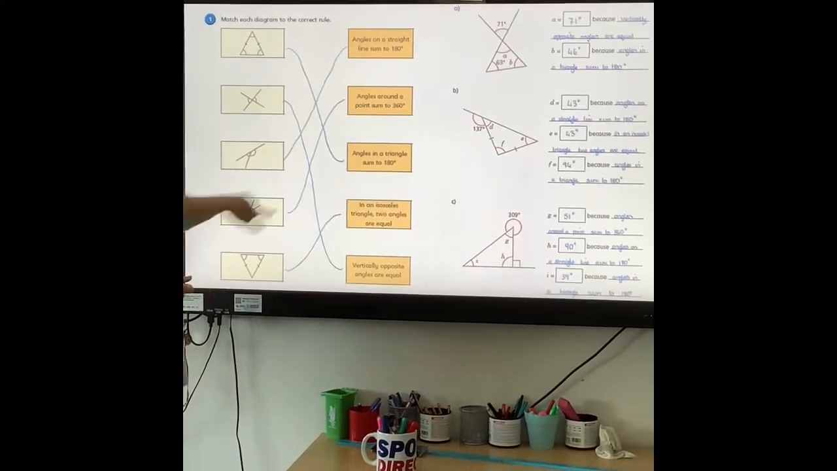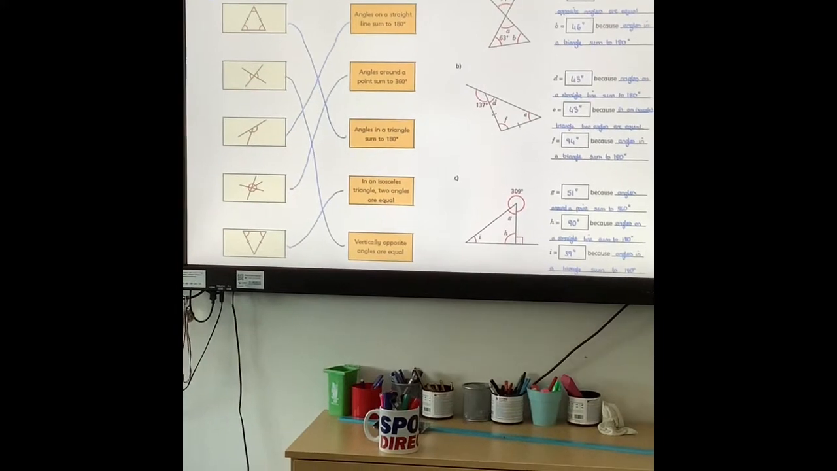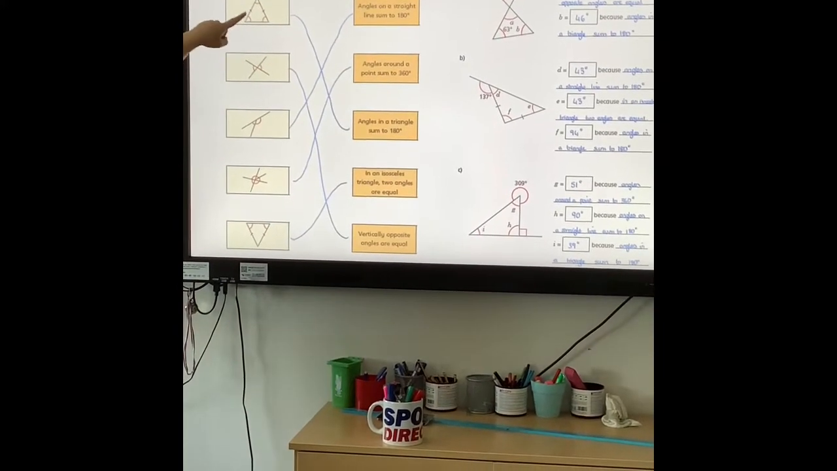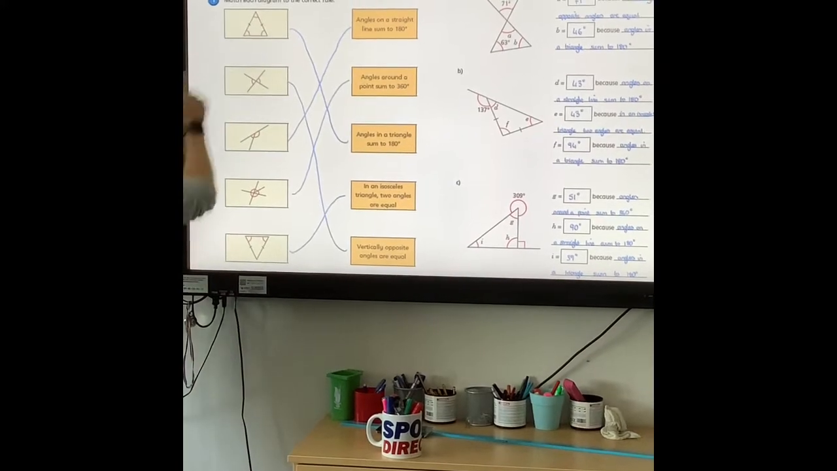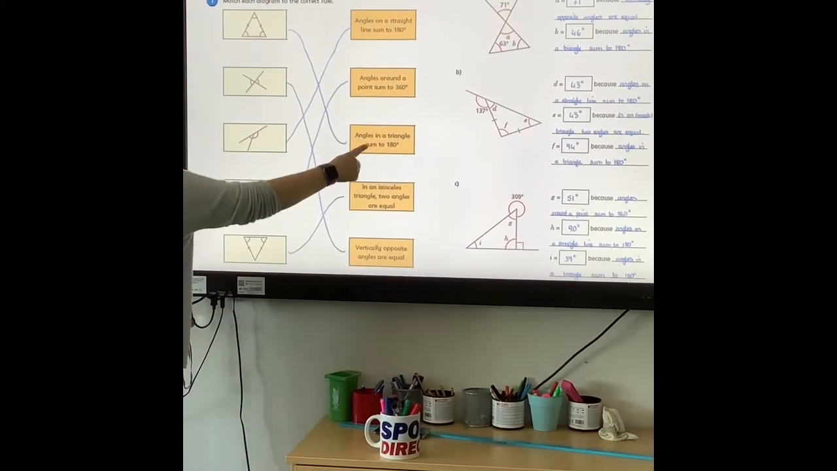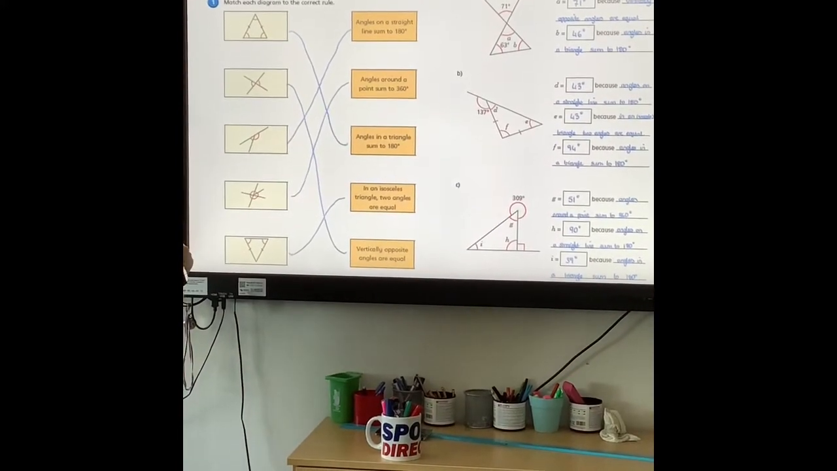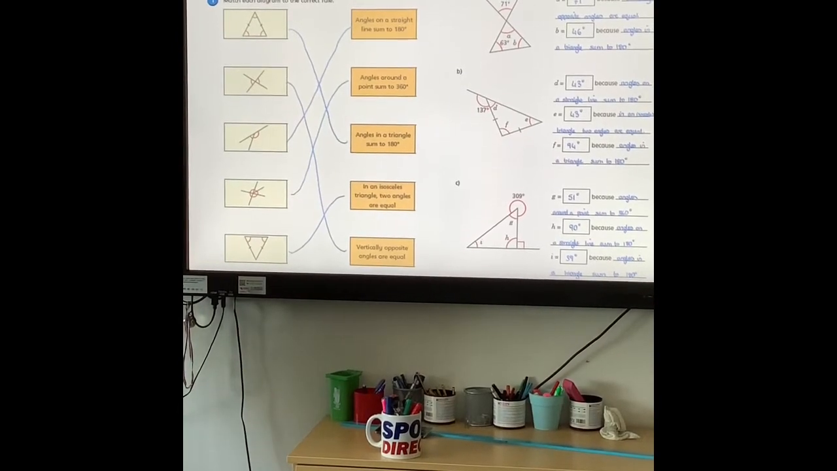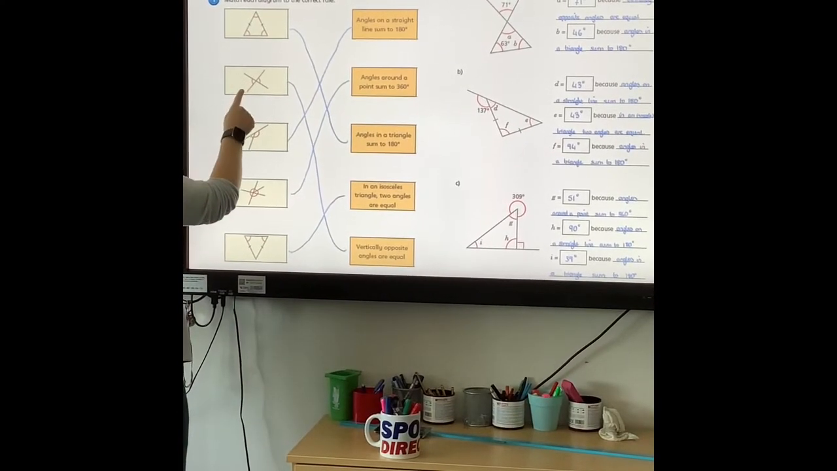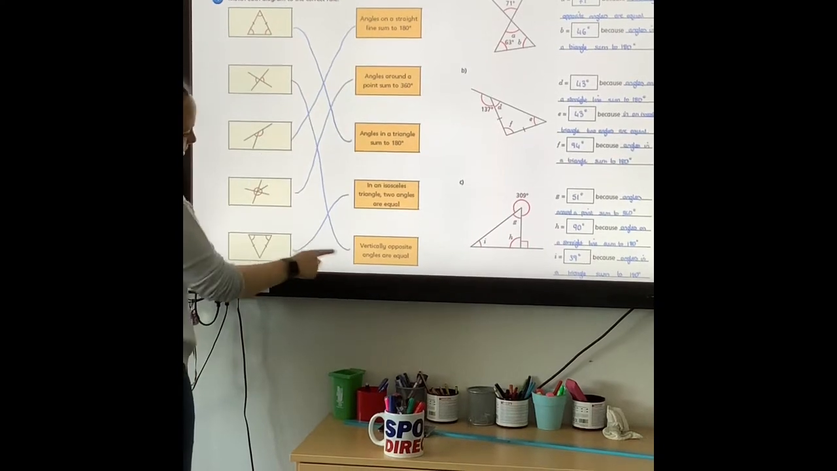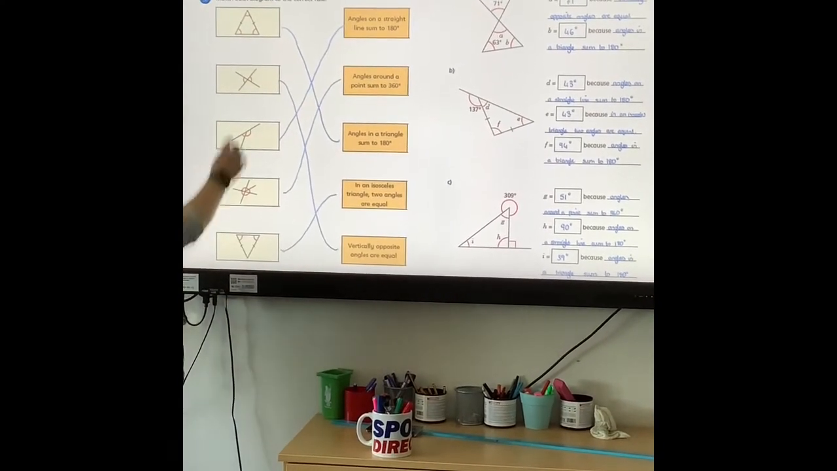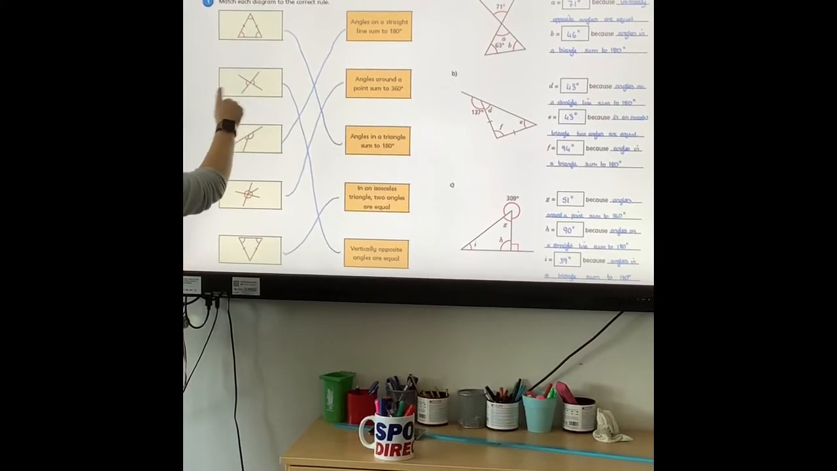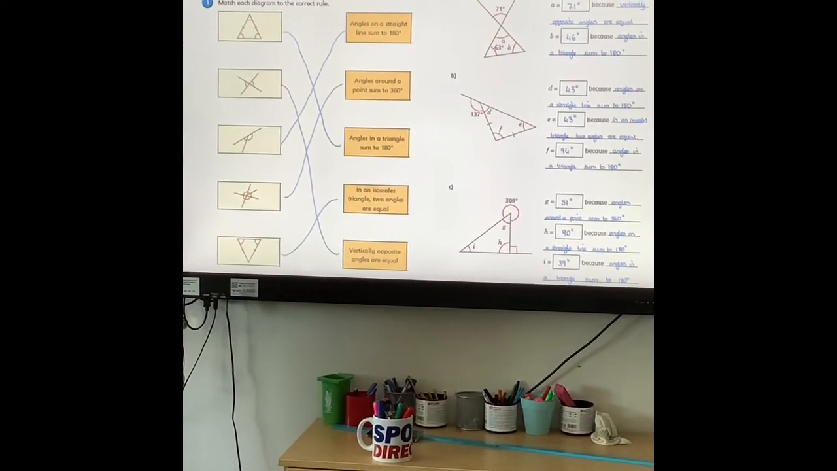Right, so hopefully you paused the video and had a go. So this triangle here, we know it's an isosceles because it's got two equal sides. So it goes all the way down to here and it says the angles in a triangle add up to 180 degrees. Then we've got this one here and it goes all the way down to the bottom and it says vertically opposite angles are equal. Because these angles are vertically opposite, they are the same.